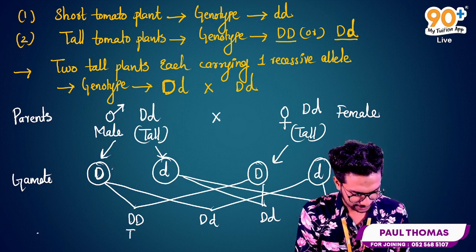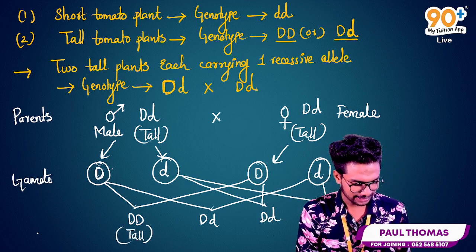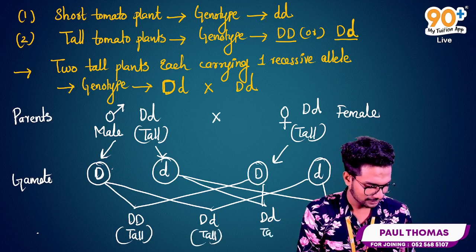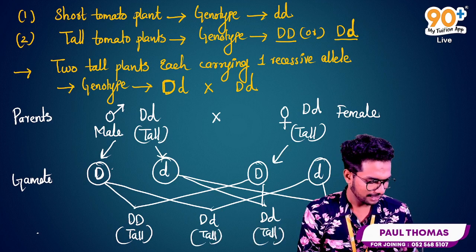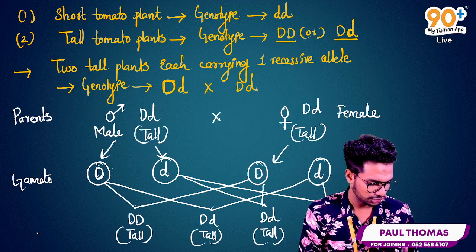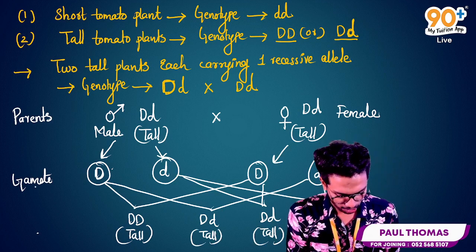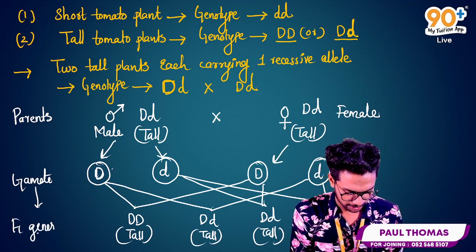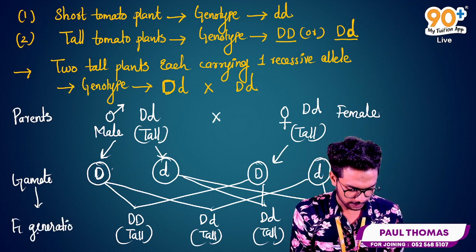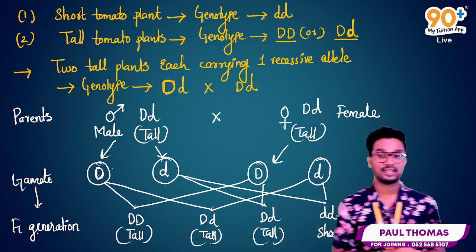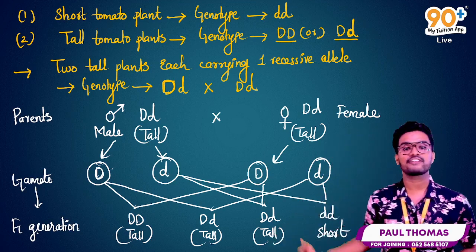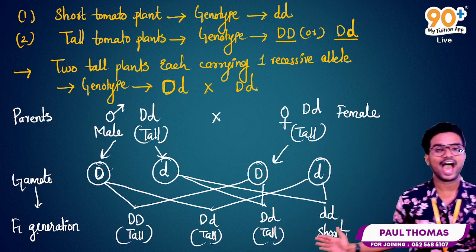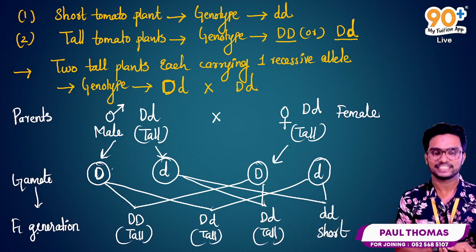Okay, that means this is tall, that is homozygous in condition. This is also tall, heterozygous in condition. This is also tall, heterozygous in condition, and this is homozygous in condition, and this is short. So now we got the F1 generation. It's mandatory to write all the steps, otherwise your teacher will cut down your marks. Okay, so now we got the phenotypes. Three are tall in nature and one is short in nature.